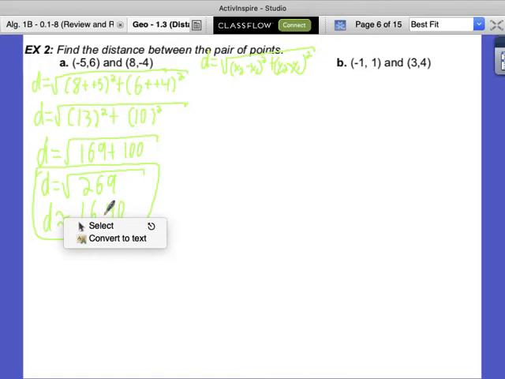That's a common mistake. It's a mistake students make by accident.